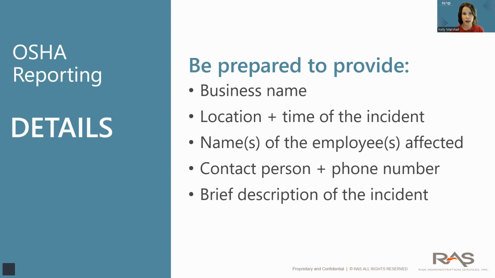If and when you do have an incident that needs to be reported to OSHA, you should be prepared to provide the following: the name of your business, the location and time of the incident that occurred, the name or names of any employees that were affected, a contact person and their phone number, and then, of course, a brief description of the incident.